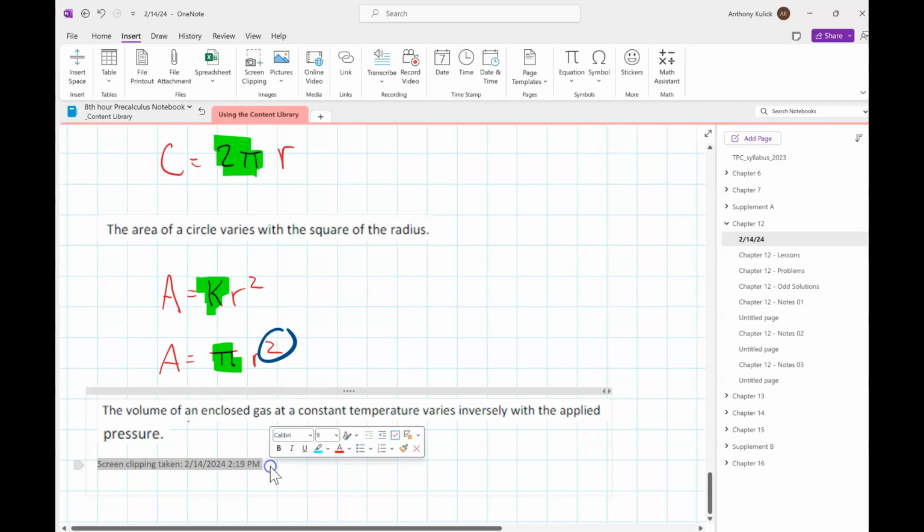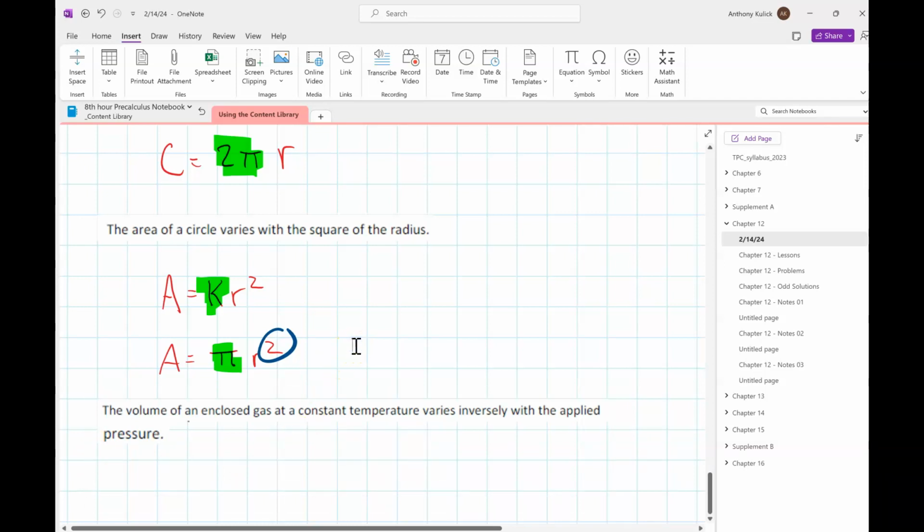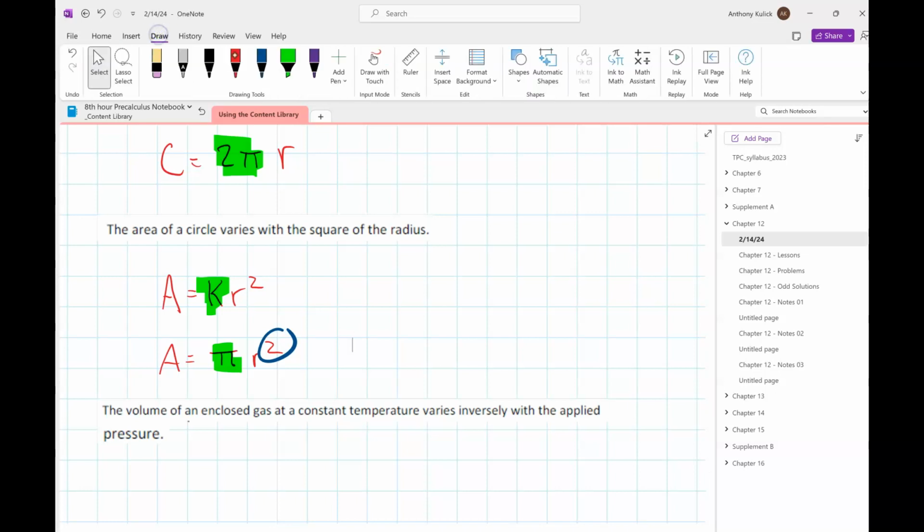So what if we have here, this says the volume of an enclosed gas at a constant temperature varies inversely with the applied pressure. You recognize this one from chemistry? This is Boyle's law. Oh, you guys don't do gases? 2 years ago.